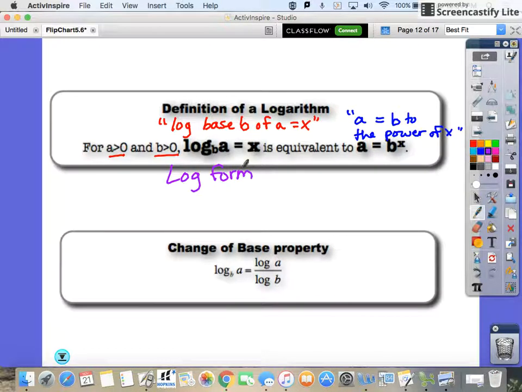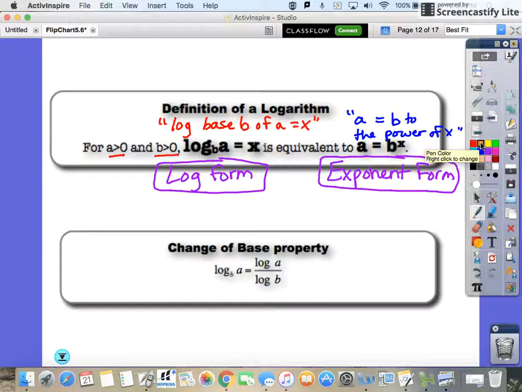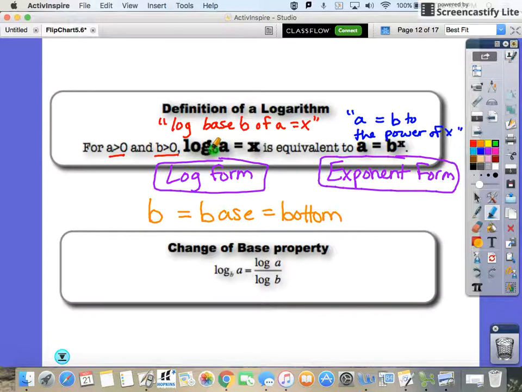This is called log form because there's a log in the expression, and this is called exponent form. There's really one thing that I remember as I work through this. If I can remember one piece, then most of the others will typically fall into place. What I remember is b is the base, it's on the bottom. So you'll notice that b shows up, it's on the bottom here, it's the base of the exponent, and when we move down here, it's on the bottom. When it's on the bottom, you divide by it.